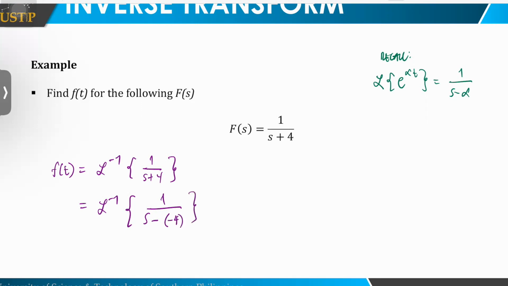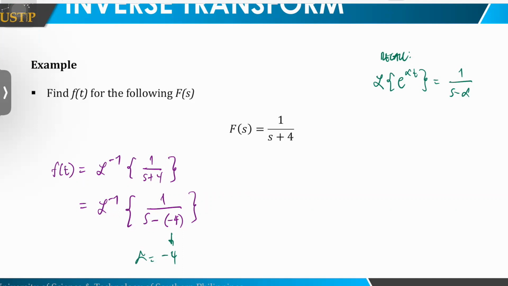We are not changing the function. We are just manipulating it so that it is close to the function that we know of. Actually, the more you solve, class, you may no longer need to rewrite, because you will be able to see it later once you keep solving. Now in this case, 1 over s minus negative 4, what is our alpha? Our alpha is negative 4.